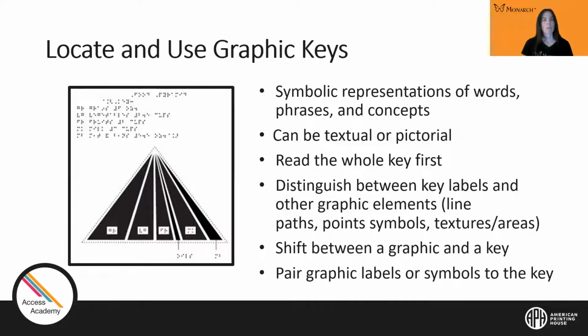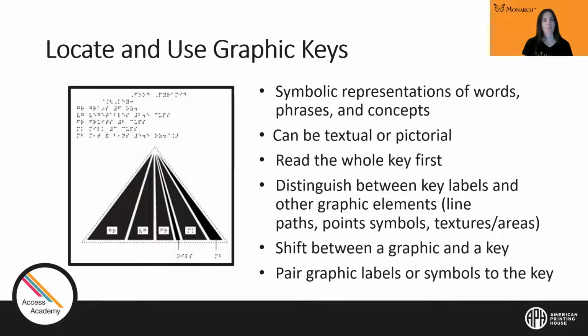Finally, help them to locate and use graphic keys. These are extremely important because they provide so much information and context about the graphic. These are symbolic representations of words and phrases and concepts. They can be textual, using 1 or 2 or even 3 Braille symbols to represent a word or an idea. Or they can be pictorial, so they might use a shape like a star or a circle or a triangle to represent something.